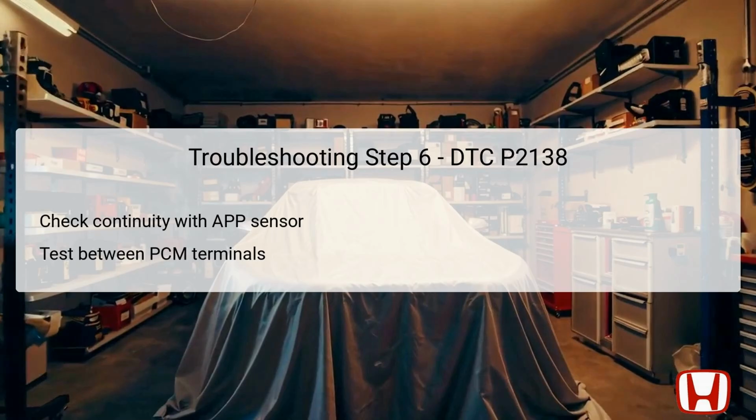This check is crucial to ensuring that there is no break in the circuit between the APP sensor and the PCM. If continuity is detected, it indicates that the sensors are receiving the proper electrical signal pathway, and the fault may lie within the sensor operation itself. However, if there is no continuity, it implies that there is likely a wiring issue or a bad connection somewhere in the circuit that must be rectified.